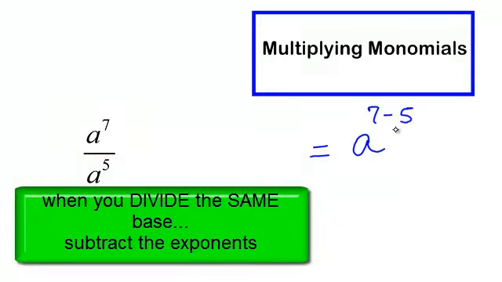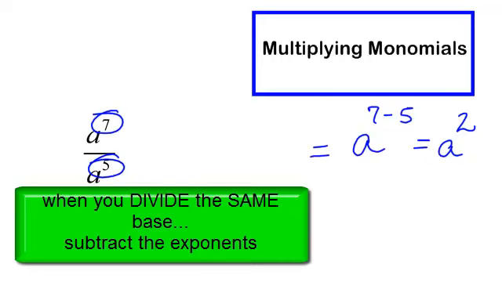Okay, another rule. If I am dividing the same base, if I have a to the seventh divided by a to the fifth, I will take that base, write it down, and it is the top exponent, the exponent of the numerator, minus the bottom exponent, the exponent in the denominator, and that will be a to the second. I write the base down, and I take the exponent in the numerator minus the exponent in the denominator, and I will get 2.